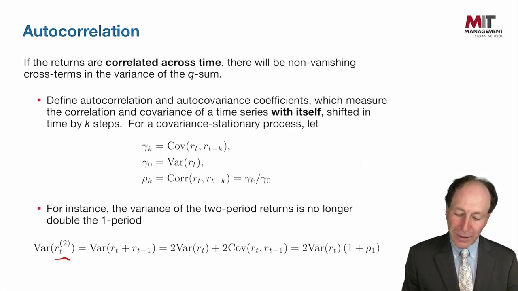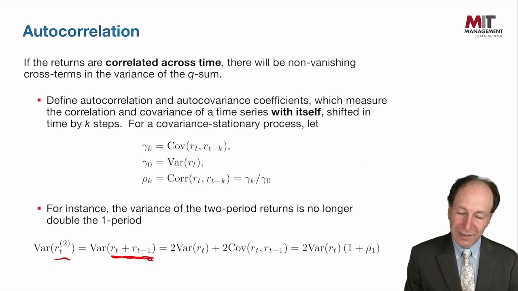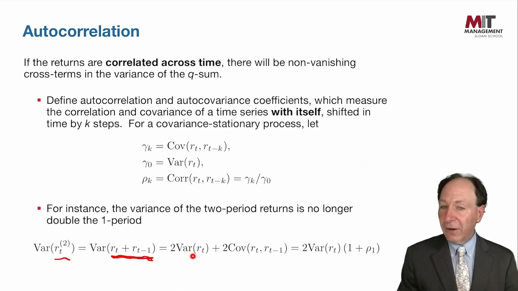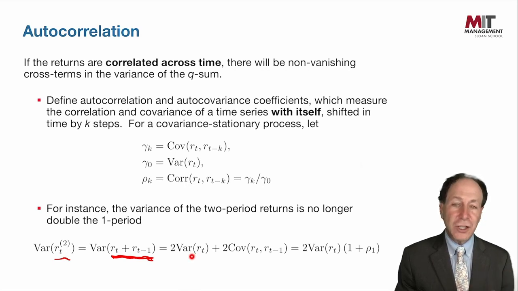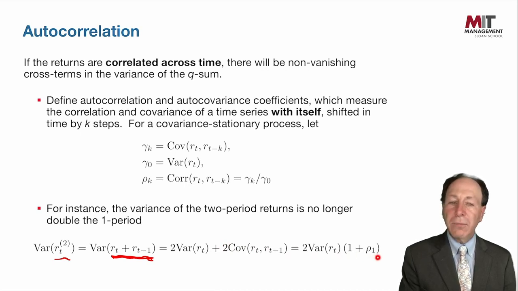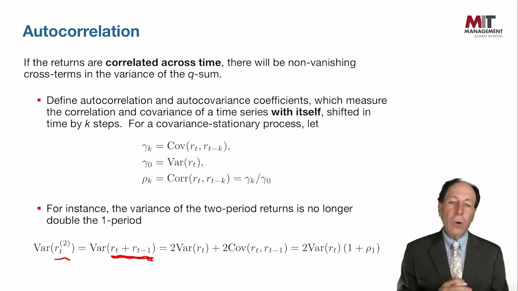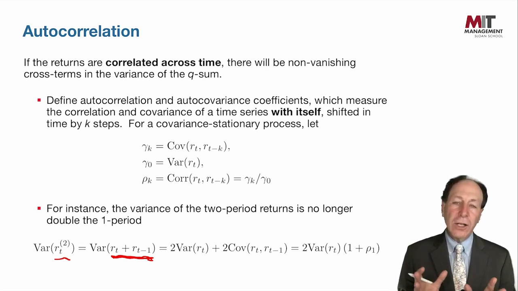The variance of a two-day return, which is just the variance of two consecutive days, is going to be the variance of r_t plus the variance of r_{t-1}. It's stationary, so those are identical, plus twice the cross term in expectation, and that's going to be the covariance of r_1 and r_2. So we can write that as twice the variance times 1 plus rho 1, where rho 1 is the lag 1 autocorrelation function. That is, it's the correlation of r_t with r_{t-1}.